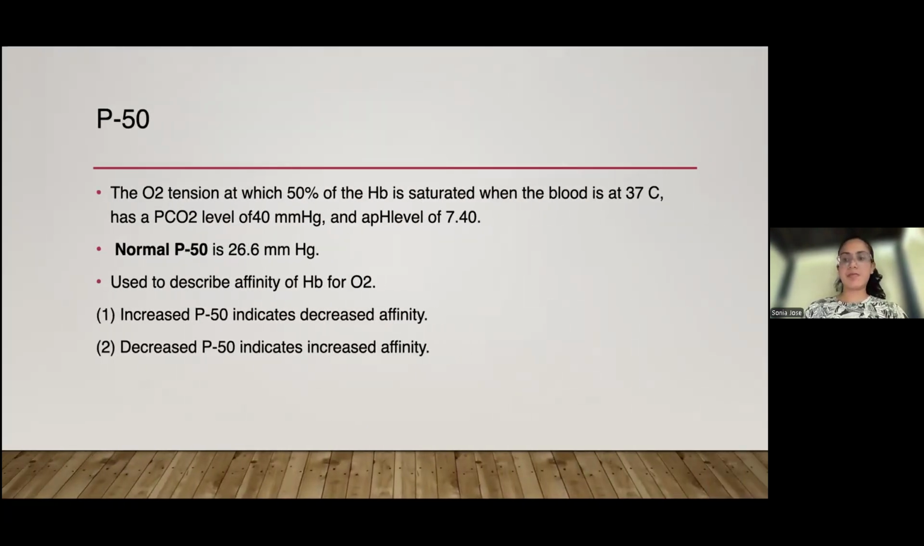Then P50, we can also see this P50 value in ABGs, which is the O2 tension at which 50% of HB is saturated when the blood is at 37 degrees Celsius, has a PaCO2 level of 40 mmHg and a pH level of 7.40. The normal P50 is 26.6 mmHg. And the relation between P50 and affinity of HB is inversely proportional. That means as P50 increases, the affinity decreases, and as P50 decreases, affinity increases.